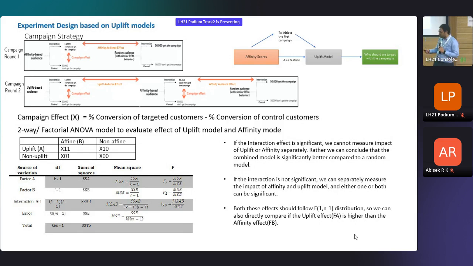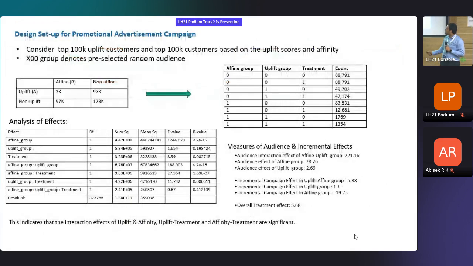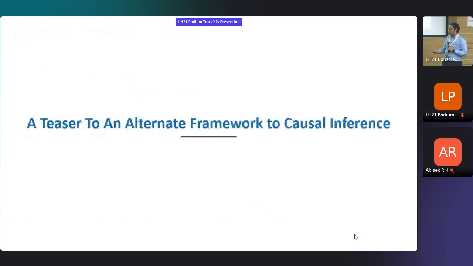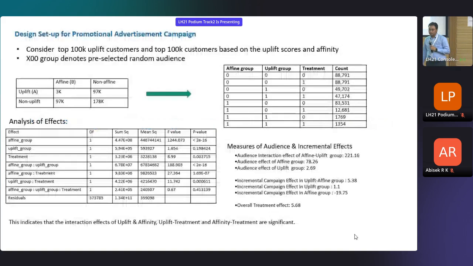Because of the similar distribution, we can actually do a direct comparison. This is an example where we are showing, at this group of affinity and uplift combinations, we are applying the treatment and the control, and from there how can we measure the treatment effect and the interaction between the treatment and the affinity-based selection, and which selection is more significant than the others. So with that, we'll pass on to Dheeraj to show a practical demonstration of these causal ML models.